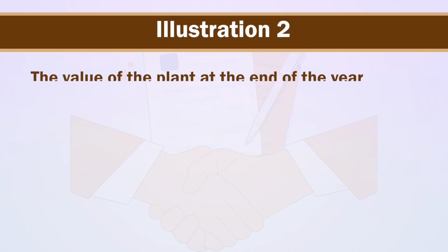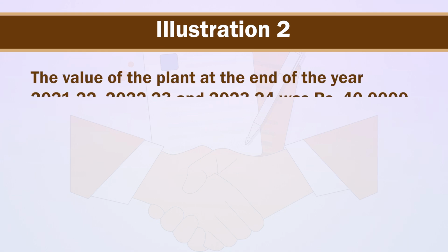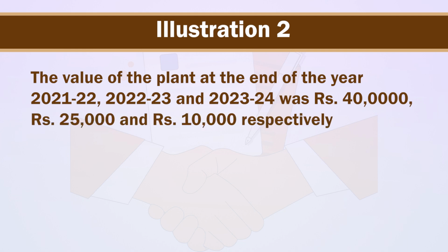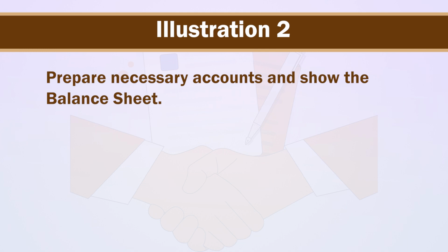The value of plant at the end of the year 2021-22, 2022-23 and 23-24 was rupees 40,000, rupees 25,000 and rupees 10,000 respectively. You are required to prepare necessary accounts and show the balance sheet.